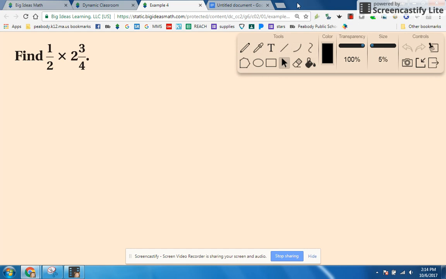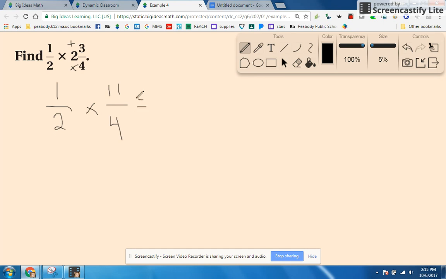Okay, so now we're going to apply this and try it for a problem. So we have 1/2 times 2 3/4. Like I said, you can't actually multiply a mixed number. You can only multiply proper fractions or improper fractions. So the first step would be to make your mixed number an improper fraction. I'm just going to rewrite the 1/2. Bring down the times, and if you remember, denominator times the whole number, add the numerator. So 4 times 2 is 8, plus 3 is 11. Denominator stays the same. Now we're all set to multiply.